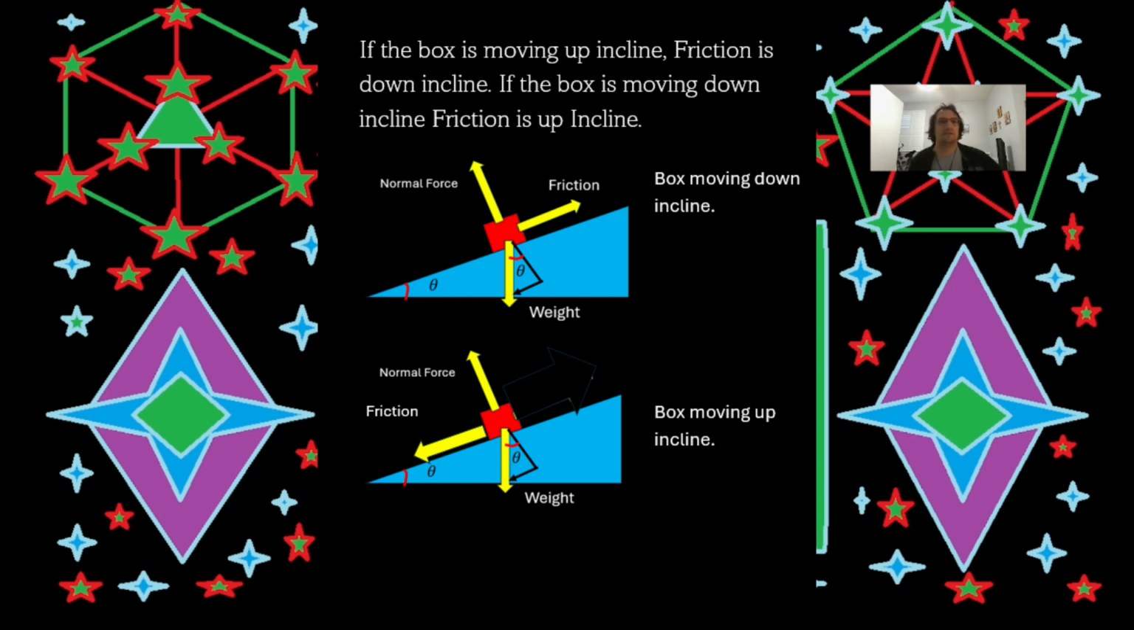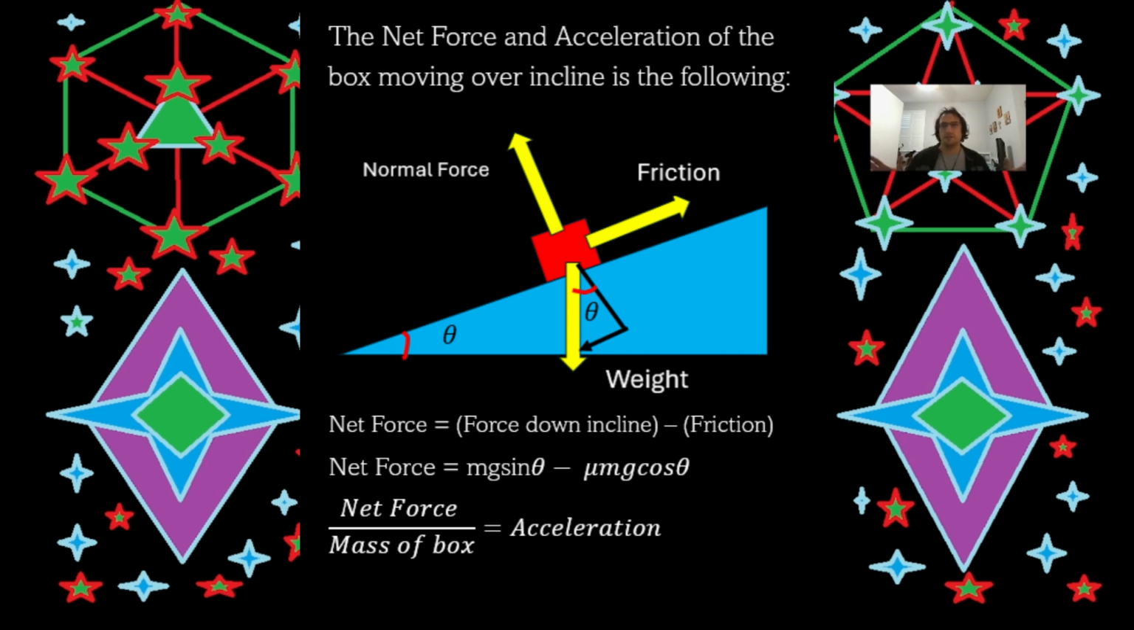The net force and acceleration of the box moving over the incline is the following. In the general situation where the box is moving, force down the incline minus friction will get you the net force. So net force is mg sine theta minus mu mg cosine theta. And the net force over the mass of the box will give you the acceleration, just like we talked about earlier.